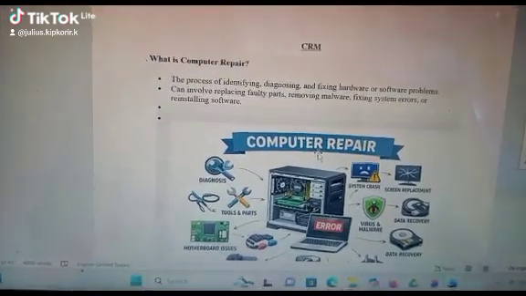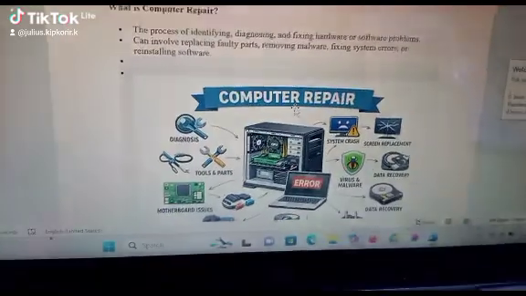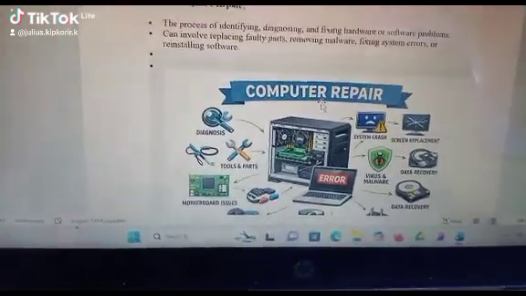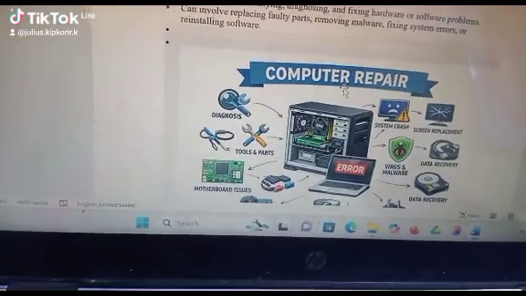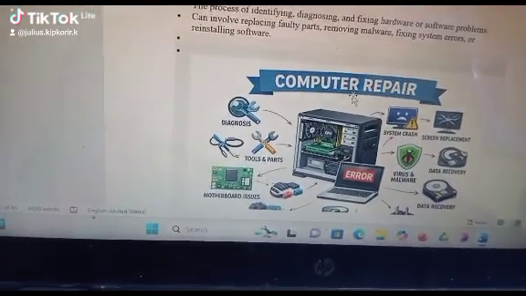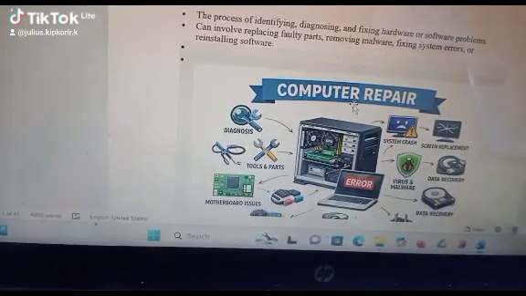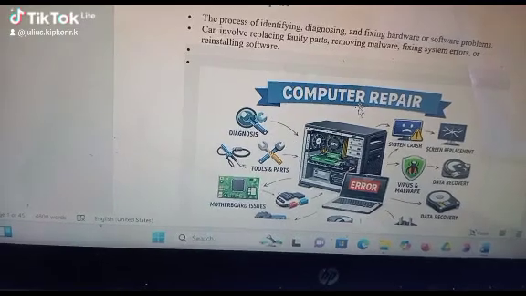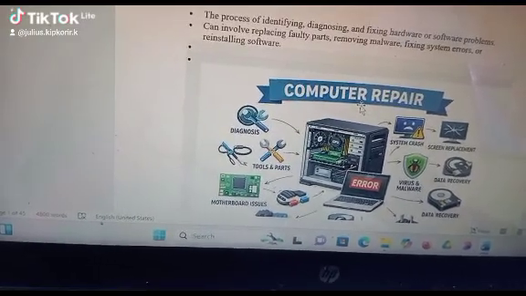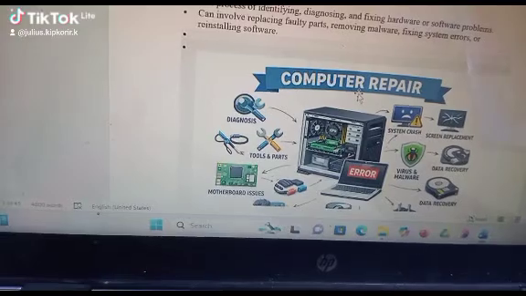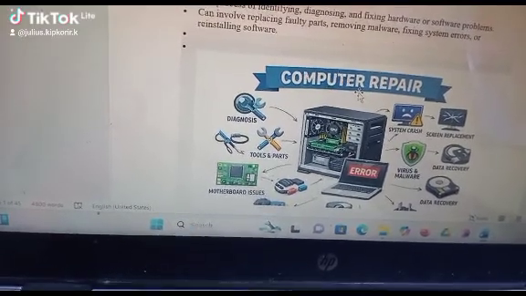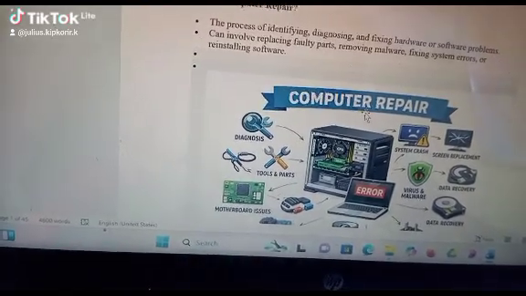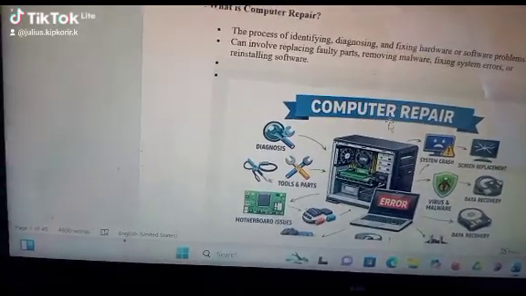So basically, when we talk about the hardware, here you can see this with computer repair. We have diagnosis tools. We have the motherboard. You have mouse. You have the screen. You have the hard disk. Those are some of the hardware devices. Updating the software, that is also part of fixing hardware and software problems.